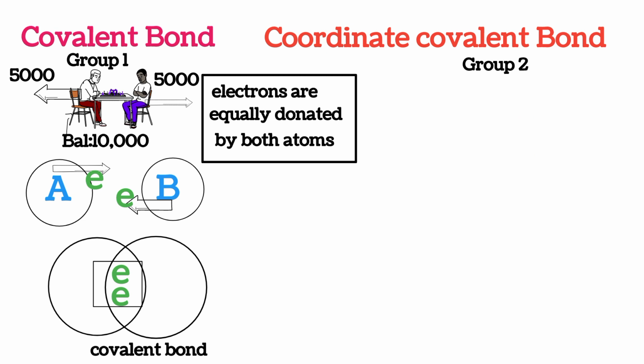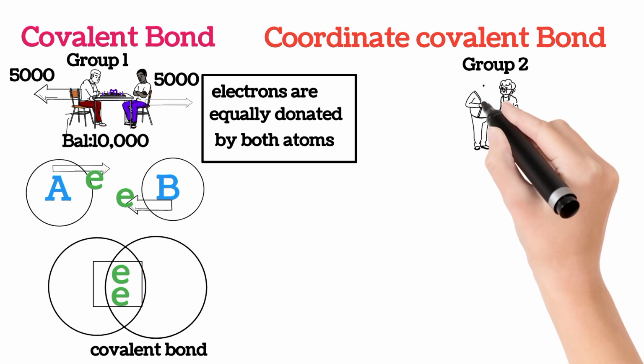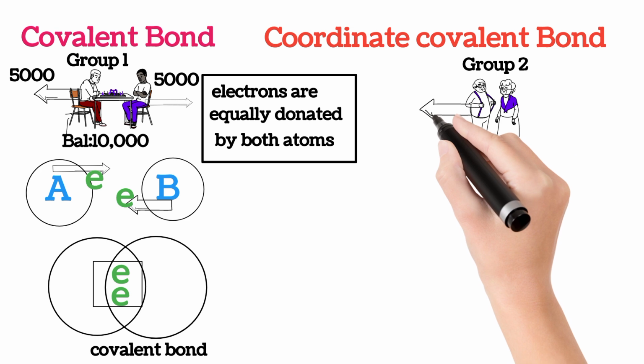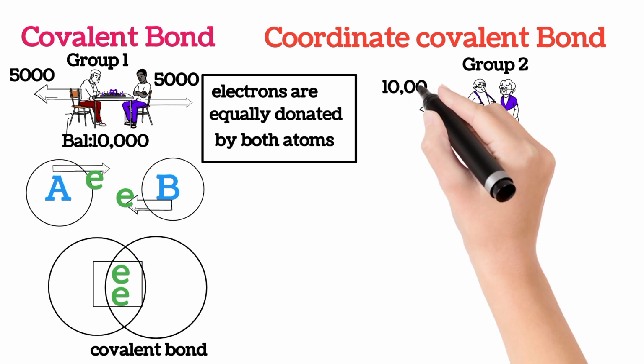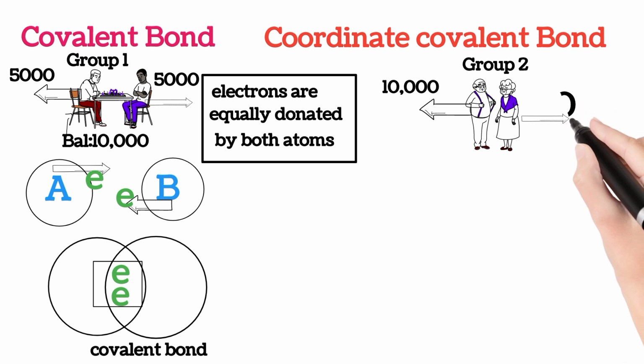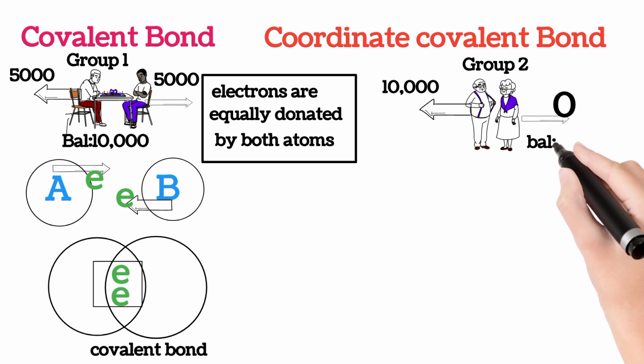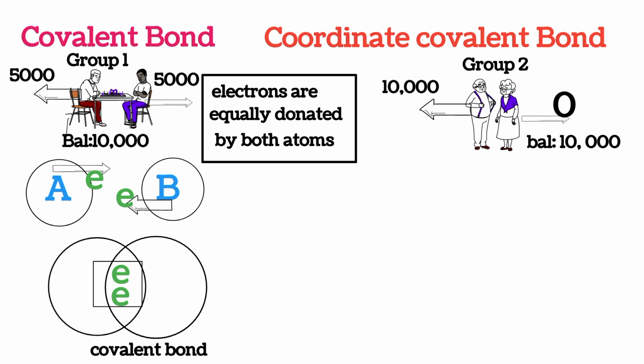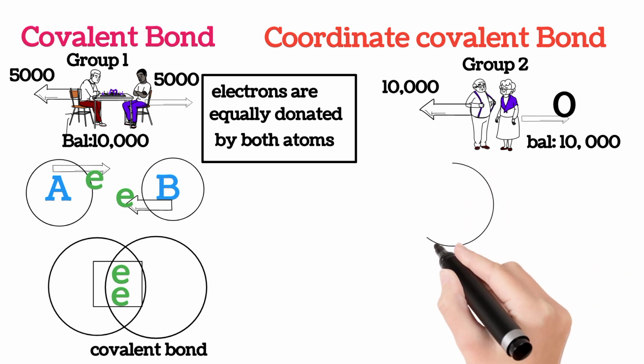In group 2, Mr. D, who is the husband, has 10,000, while the wife, I will call Mrs. F, does not have anything, no income. So if they will remain in business, Mr. D will have to contribute all the money, so they will have a balance of 10,000, to be used by both of them.